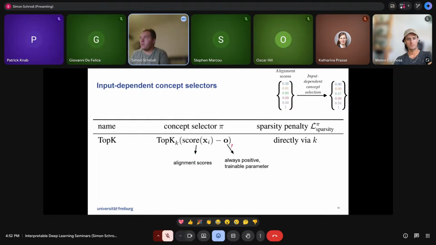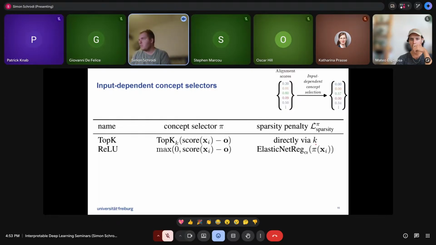And we also add this always-positive trainable parameter. Sometimes these concept scores might have different distributions and they might be shifted, and this could correct for this. So this is more like a correction term. And we can control the sparsity directly via k, right? If you set k to 1, then only one concept influences the prediction for any input, but it is input dependent. So basically what happens if k equals 1 is, given the input, we just pick the concept with the highest score and then make the prediction from that. And if you use larger numbers, then it's obviously more concepts.